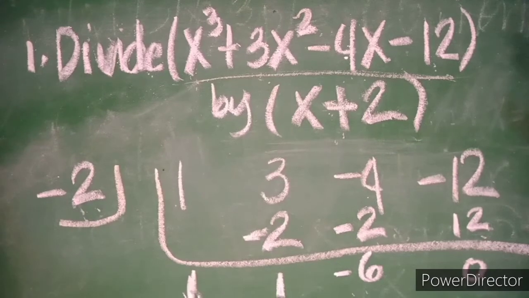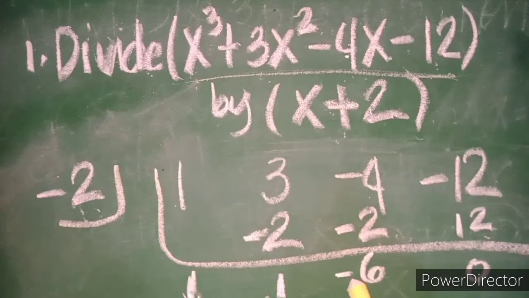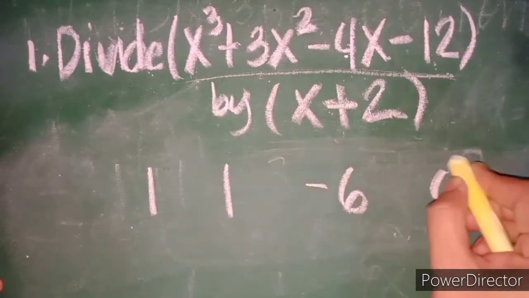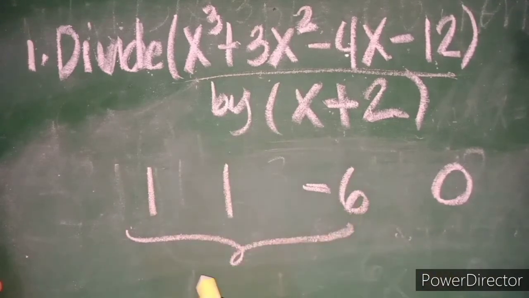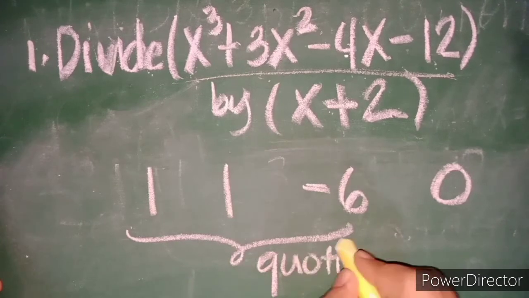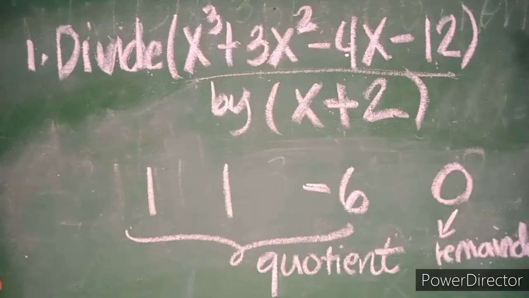Okay, now we have 1, 1, negative 6, 0. Again, the result is 1, 1, negative 6, 0. Okay, and then we have 1, 1, negative 6. Ito yung tinatawag nating quotient. At yung 0, yan yung tinatawag nating remainder.